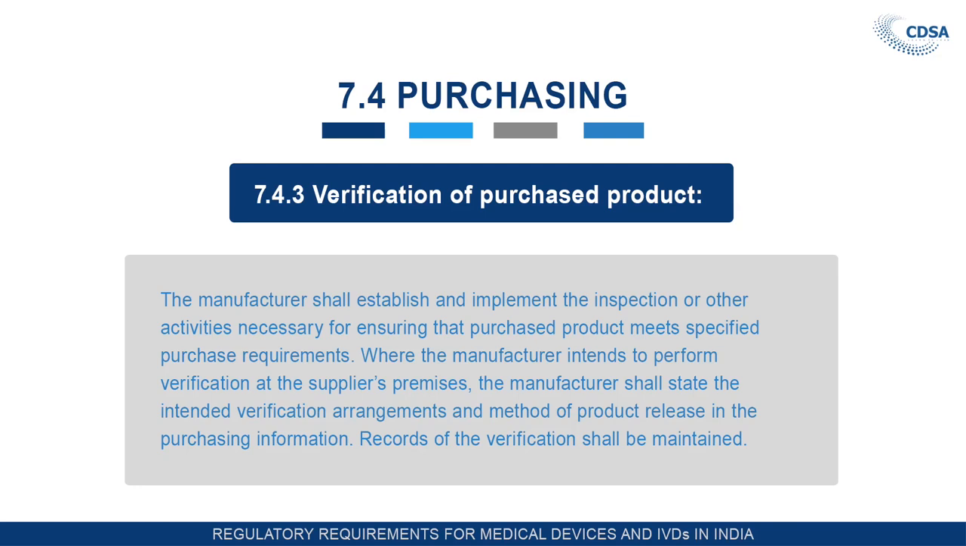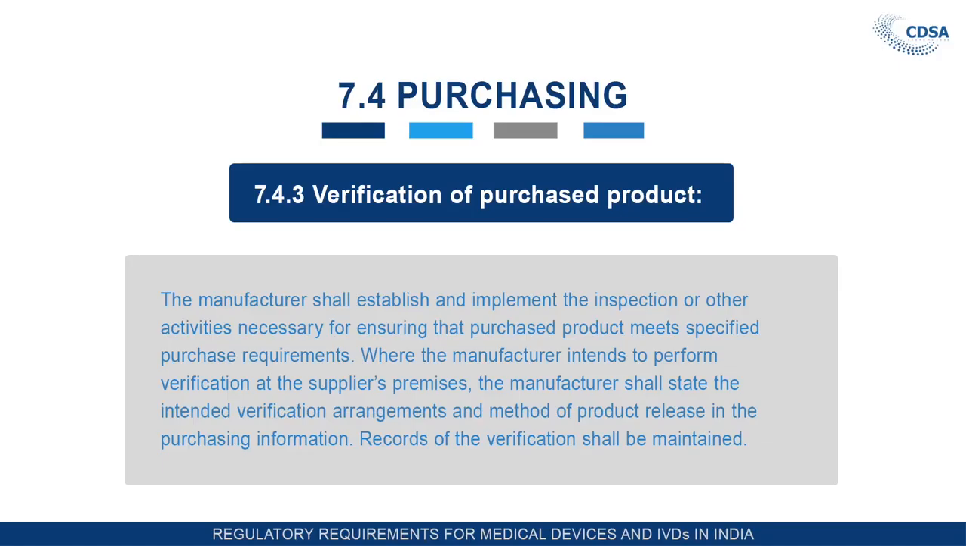You have certain criteria for that purchased product, and by way of any means, including inspection, you have to ensure that the manufacturer of that product can supply you that product as per your requirements. Where the manufacturer intends to perform verification at the supplier's premises, the manufacturer shall state the intended verification arrangements and methods of product release in the purchasing information. Records of the verification shall be maintained. That means you are also responsible for the product's quality at the supplier's premises.